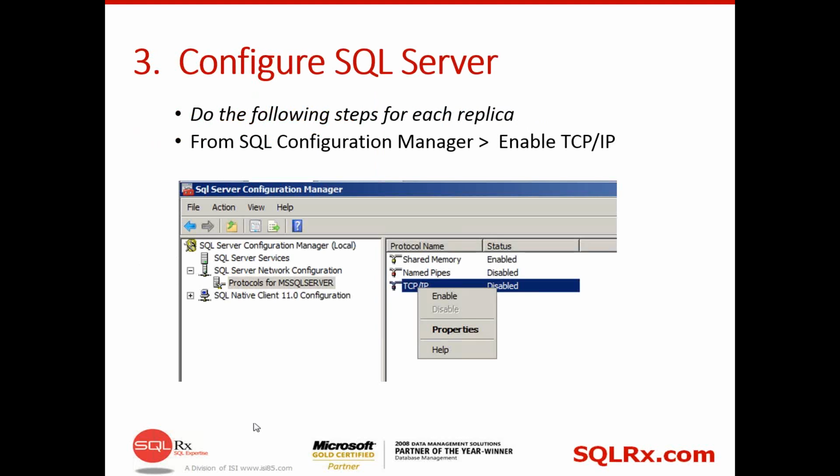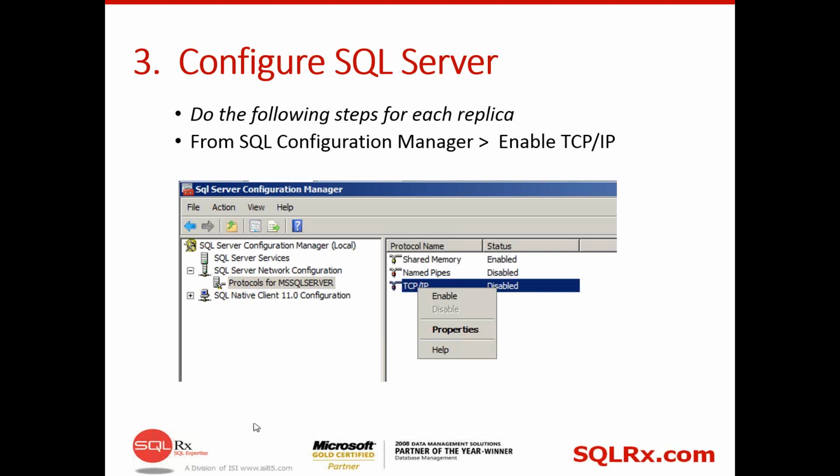So you will open up the SQL Server Configuration Manager, and you want to expand the SQL Server network configuration. Click on the Protocols for MS SQL Server, and in the right panel there you should see the TCP/IP entry. You want to right-click on that and enable it.